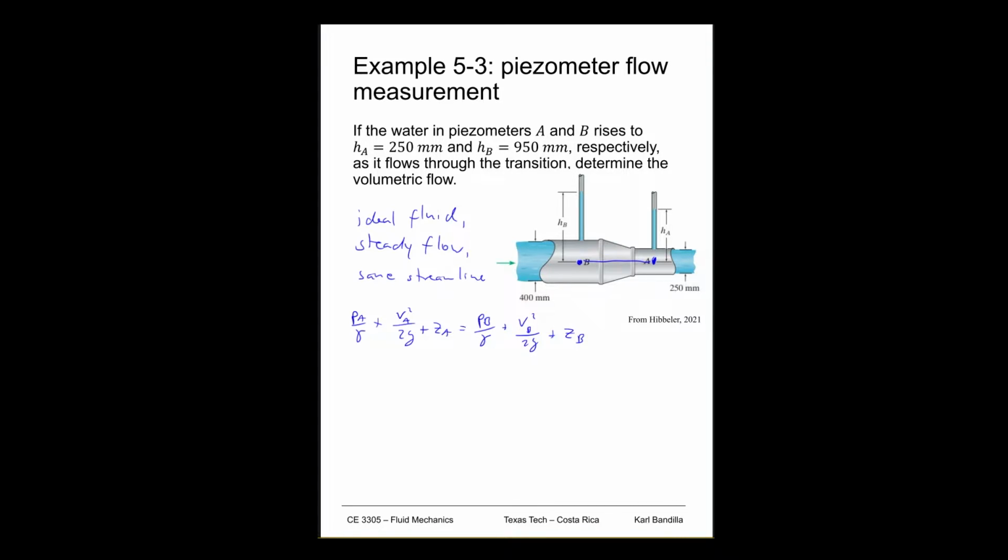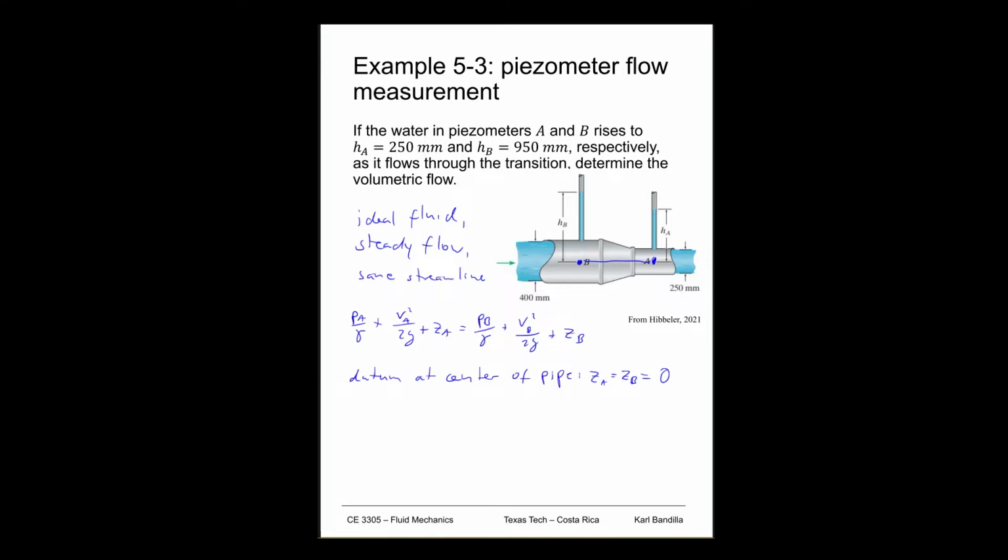So first we can set our datum, right? We can say our datum goes to the center of this pipe. Our z's are both 0. That means ZA is equal to ZB is equal to 0. Of course, we could have chosen anywhere else. If we had chosen anywhere else, then ZA and ZB would be the same thing, and they would just cancel out. So might as well set them to 0.